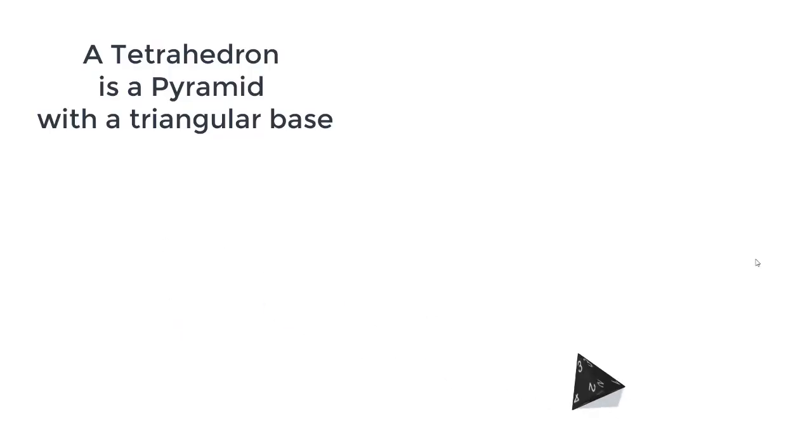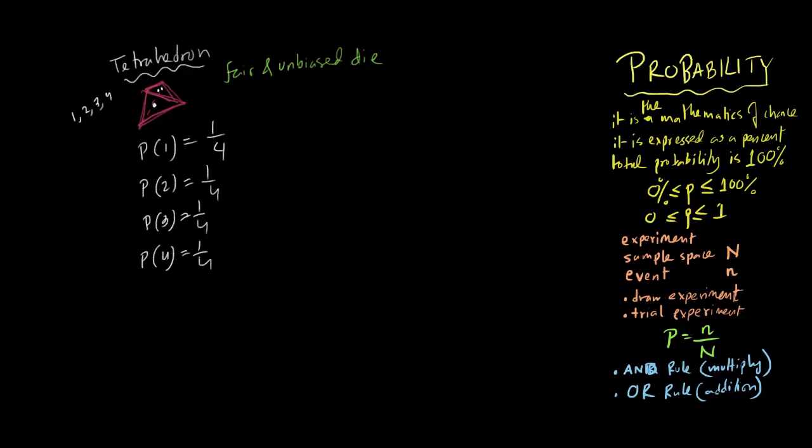And the probability of getting a 2 is 1 out of 4. The probability of getting a 3 is 1 out of 4. The probability of getting a 4 is 1 out of 4. So now it's pretty clear that every probability is the same, just like before.